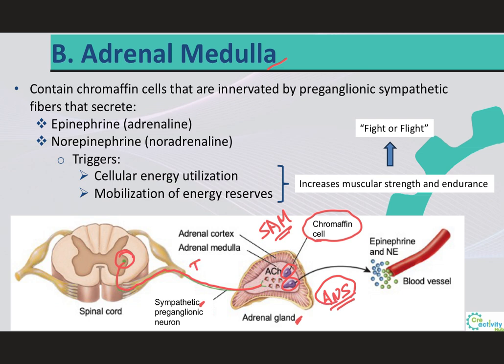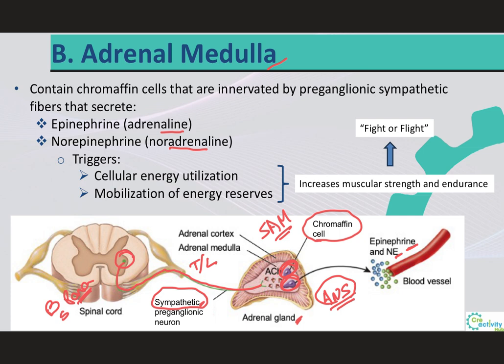Maybe you can recall from the lecture on the autonomic nervous system that the nerves that leave the thoracic and the lumbar regions are part of the sympathetic neurons, and the ones that leave the brain and the sacral regions are part of the parasympathetic neurons. Therefore, when the impulses arrive in the medulla, it stimulates the two cell types in this region to secrete epinephrine and norepinephrine. Epinephrine can be called adrenaline, and norepinephrine can be called noradrenaline.